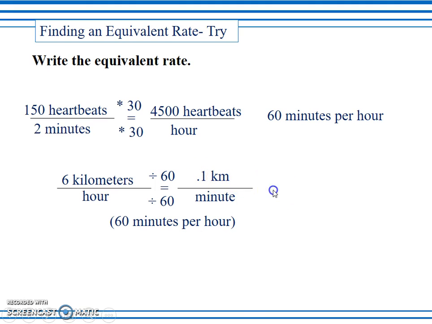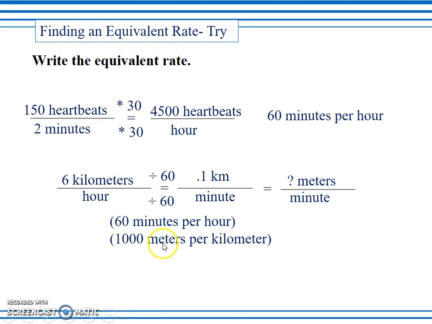Now if I extend this idea and I try to find out how many meters that person would walk in a minute, I convert kilometers to meters. If you'll remember, there are 1,000 meters in a kilometer. So if I multiply this by 1,000, I will find the number of meters. Now we're not making equivalent rates here. What we're doing is we're converting meters and kilometers. Kilometers times 1,000 would give us 100 meters.